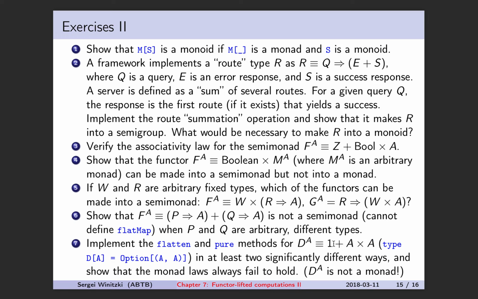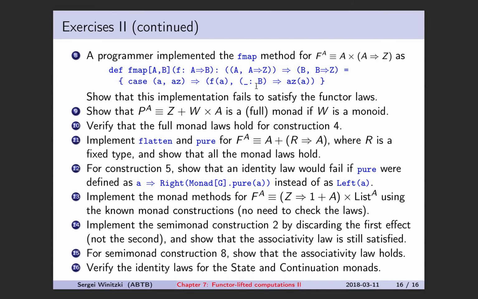So this is an example of a very simple type constructor, which is a functor, but not a monad, cannot be made into a monad for some obscure reasons. It's not obvious why, but something is missing in this type, and you cannot make a monad out of it. The next exercise is to check the laws now for functor, not a monad.